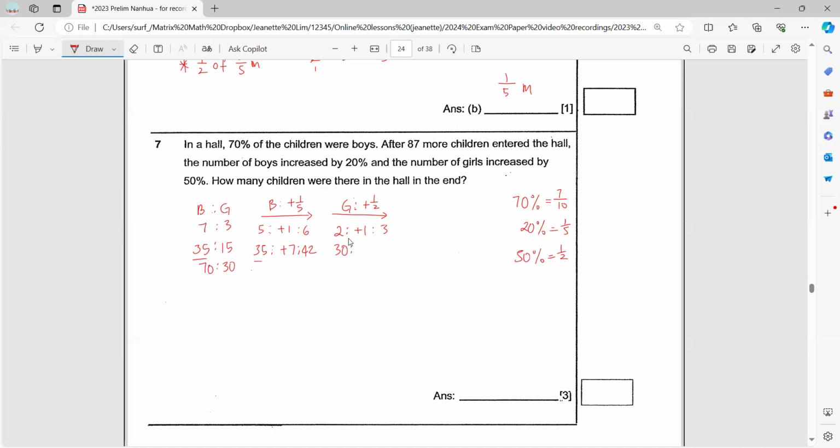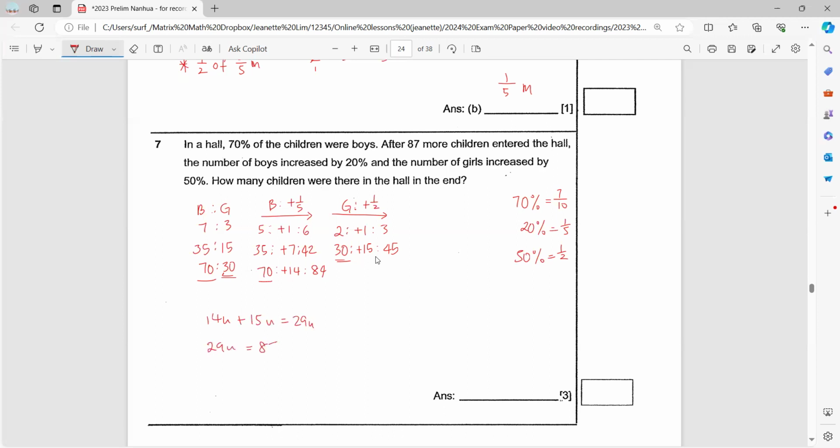So 30 times 15, this will be 45. All right, so you have 30, 30. This is 70, you need to change this to 70, because that's your common base. All right, common base, boys at first, common base, girls at first. They are all the same now. Now you can use the units across. What is 87? 87 is an increase in boys and girls, which is 14 plus 15 units. 29 units. 29 units is 87. So 1 unit is 3.